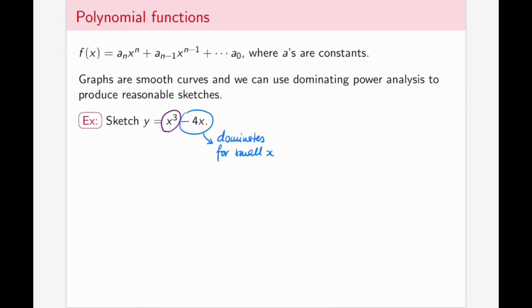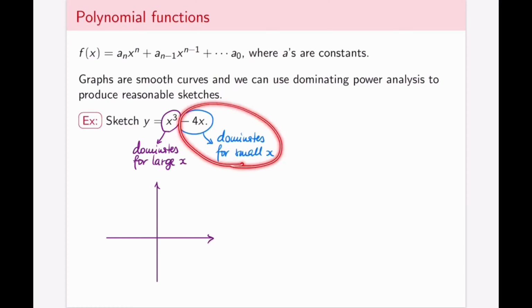For large values of x, the large power dominates. So this dominates for large values of x. And this alone should give me some idea of what the graph sort of looks like near the origin and at the ends. So near the origin, it looks like minus 4x. Well, I know fairly well what minus 4x looks like. It's a line of slope -4 that goes through the origin. So near the origin, my function should look like this.